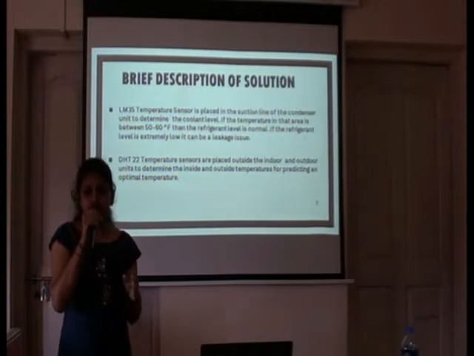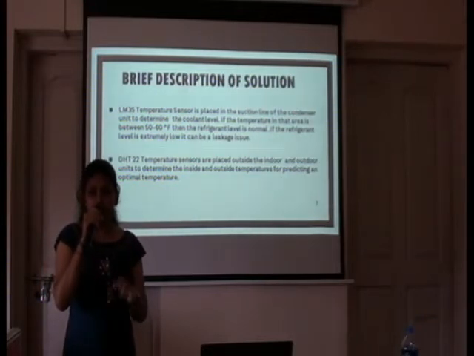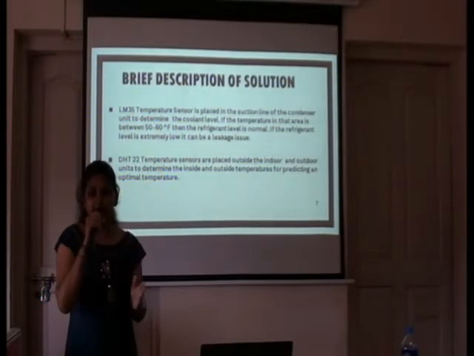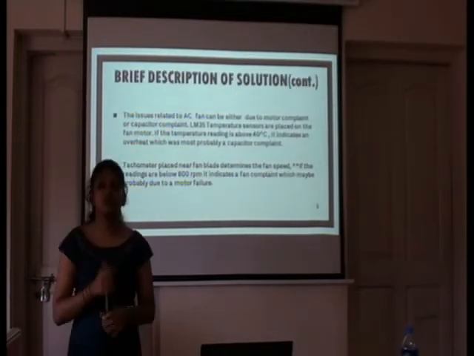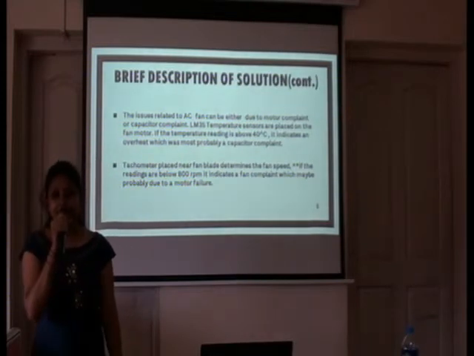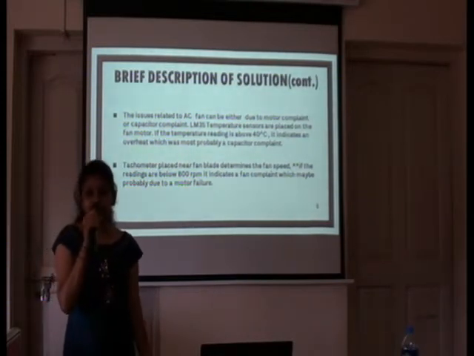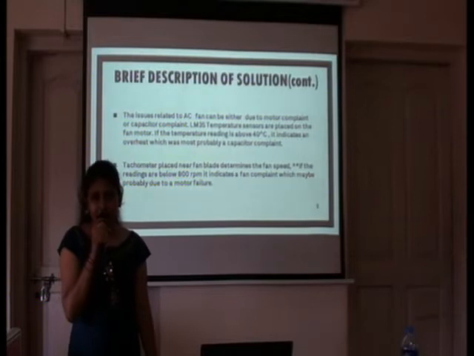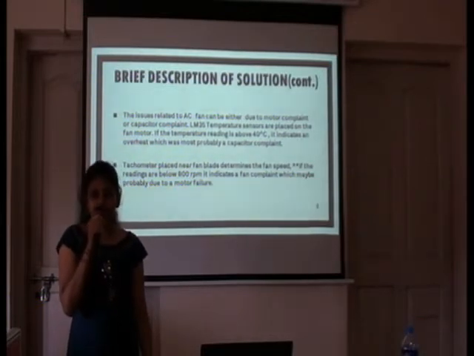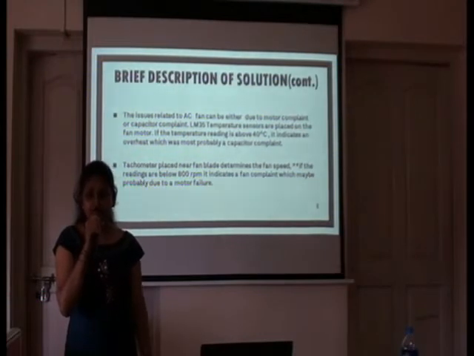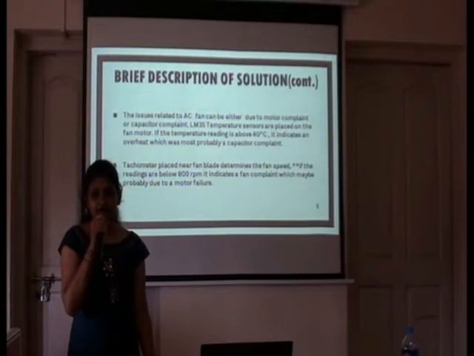DHT22 temperature sensors are placed outside the indoor and outdoor units to determine the inside and outdoor temperature for predicting an optimal temperature. The issues related to the air conditioner fan can be either due to motor complaint or due to capacitor complaint. LM35 temperature sensors are placed in the fan motor. If the temperature reading is above 40 degrees Celsius, it indicates an overheat, which is most probably a capacitor complaint.